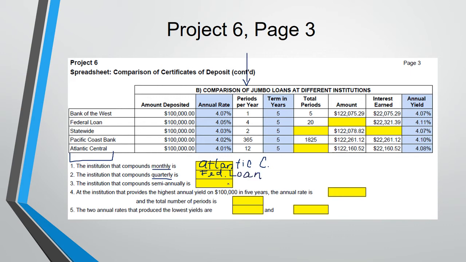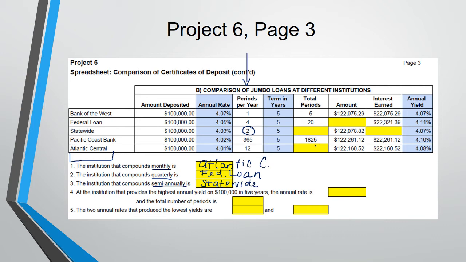And then the next one says semi-annually. Semi-annually means twice per year or every half a year. So that's going to be this one, which is statewide. So again, for the first few questions, when it asks for the institution, all you have to do is write in the institution name.